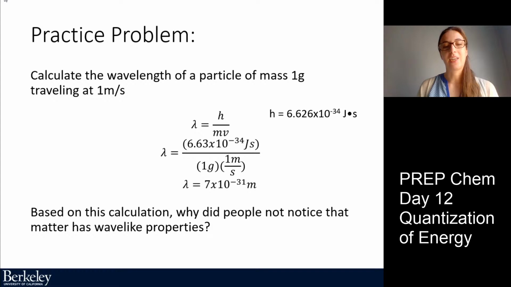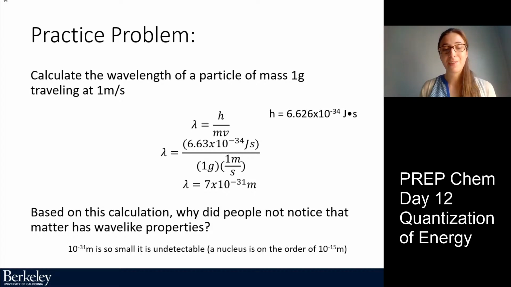So then, based on this calculation, why did people not notice that matter has wave-like properties? If we think about a wave that has a wavelength of 10 to the minus 31 meters, that's actually extremely small. Just for reference, a nucleus is on the order of 10 to the minus 15 meters. So 10 to the minus 31 meters is actually so small it's undetectable.